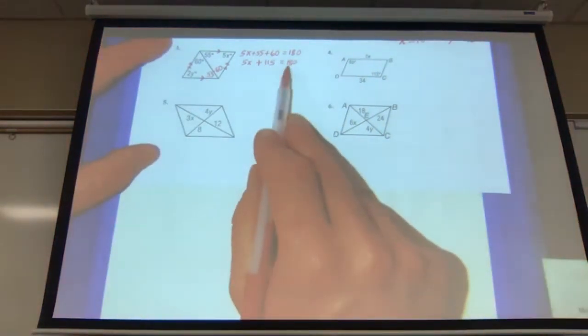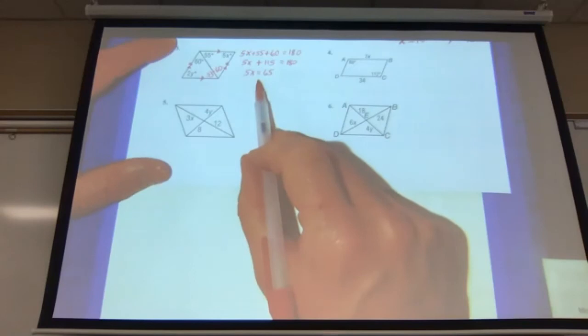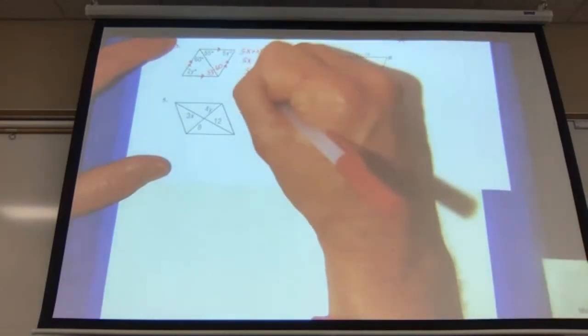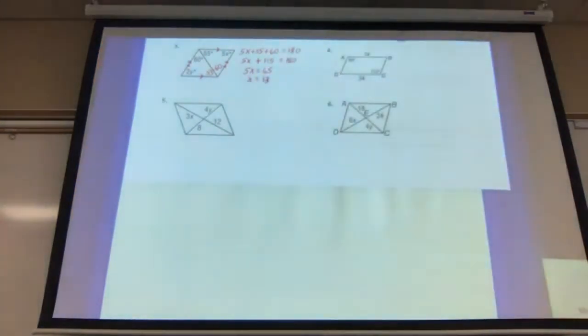And if we subtract the 115 from 180, that's going to be 65. And divided by 5, 65 divided by 5 is 13. That takes care of the x for us.